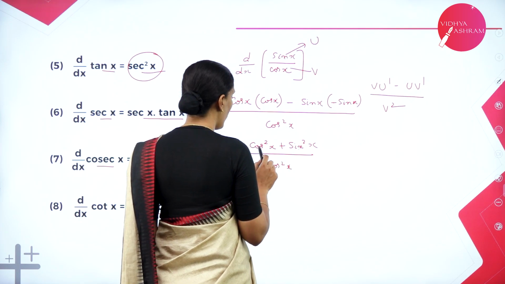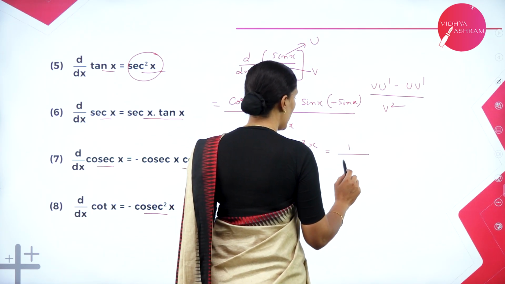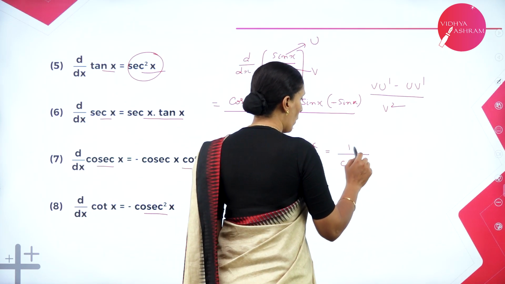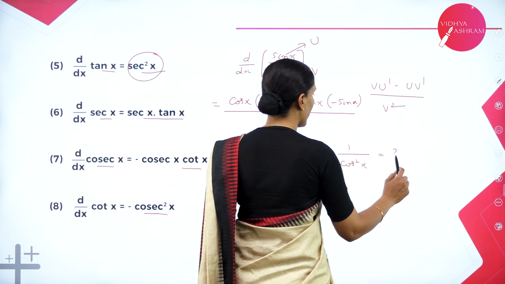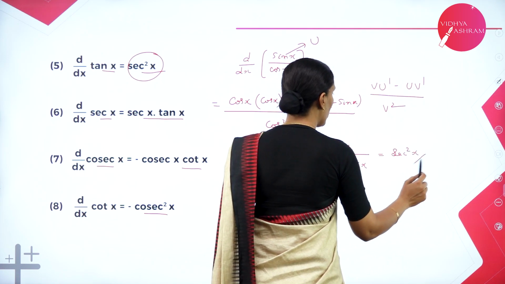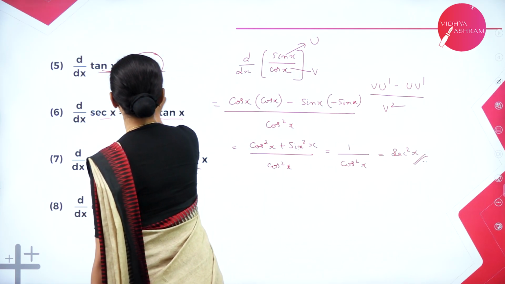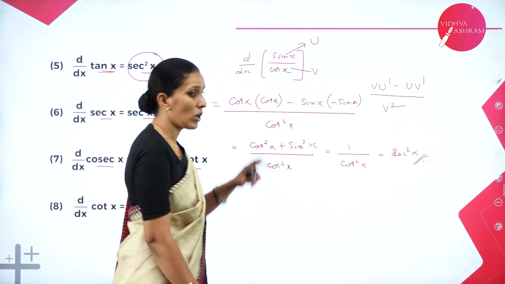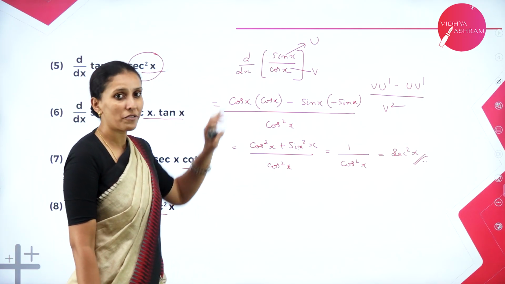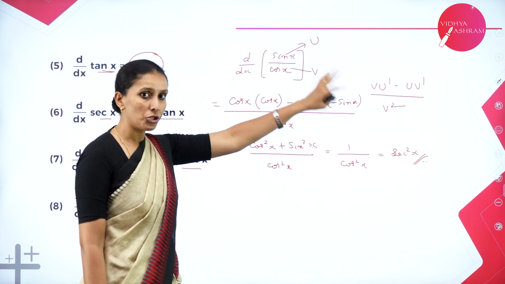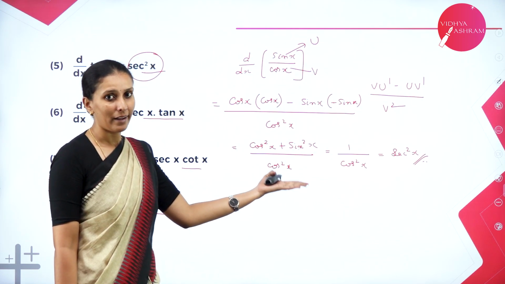We know that sin square plus cos square is 1. So we get 1 by cos square. 1 by cos is secant. So 1 by cos square is secant square x. See, we got the same value. The derivative of tan x is secant square x. Sin by cos is also tan, but here tan is in the quotient form of sin by cos. So if we apply the quotient rule also, we get the same derivative.